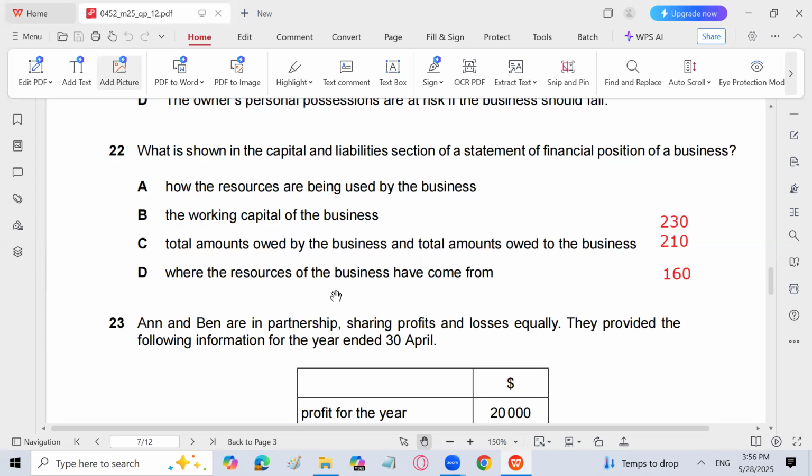D is the answer. Because in the balance sheet, the capital and liability section shows from where the resources of the business, called assets, have come. From where will the resources come? Accounting question, remember, it comes from two sides. Either from the owner's own capital, which is capital, or we take a loan from a third party, that is liability. So D is the answer, where the resources of the business have come from. Quite a difficult point.